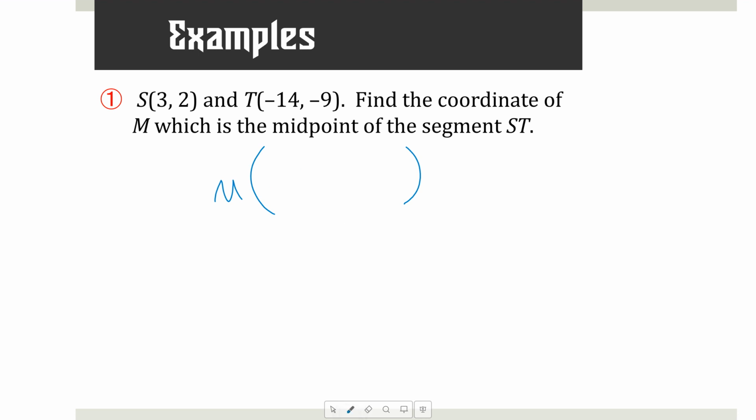Vicky, how did you set it up? So I put 3 plus minus 14, which is just minus 14, not plus. Yeah. Okay, divide by 2, and then I got negative 5.5. Wait, hold on. We'll come back to that. Let's set up for the y then. Okay, and then I got 2 minus 9, and then divided by 2. Okay.